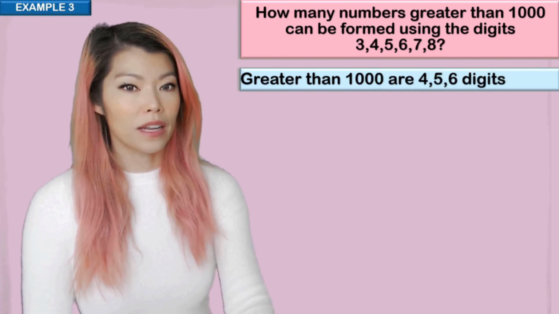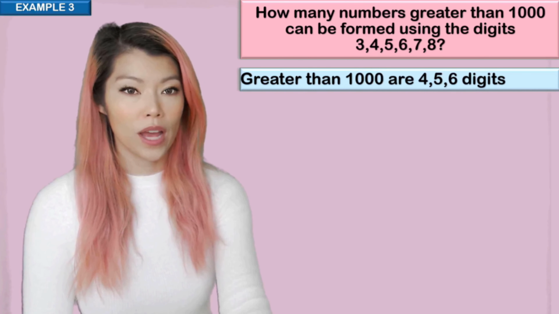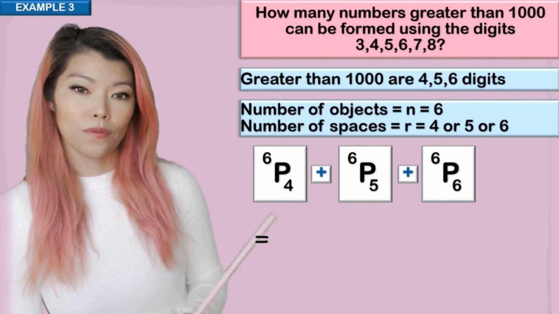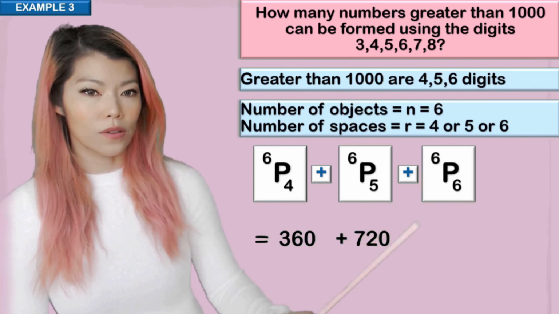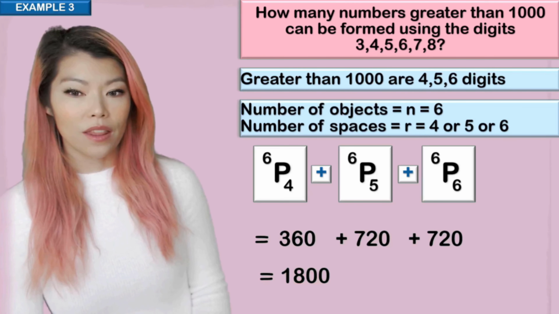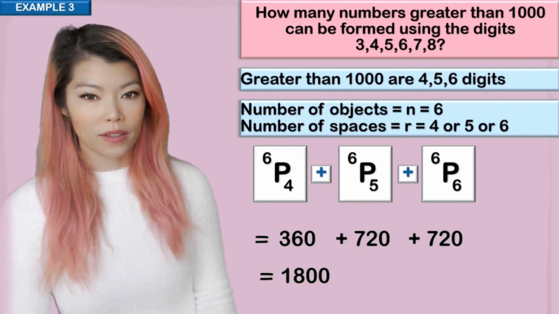So for the numbers greater than 1,000, we could have 4, 5, or 6 digits. So the number of objects is 6 and the number of spaces is 4 or 5 or 6. So we could use the formula 6P4 for the space of 4, or 6P5 or 6P6. And when we say or, we mean plus. So 6P4 on the calculator gives me 360, 6P5 is 720, and so is 6P6. And adding it all together, we get 1,800. I'll show you how to use the permutation function in another video.